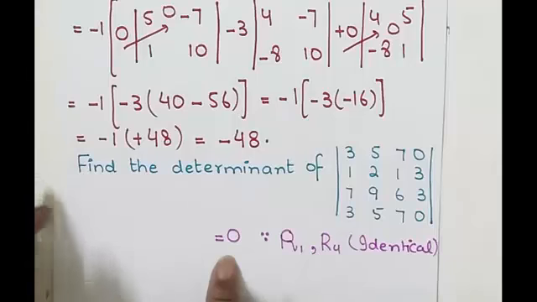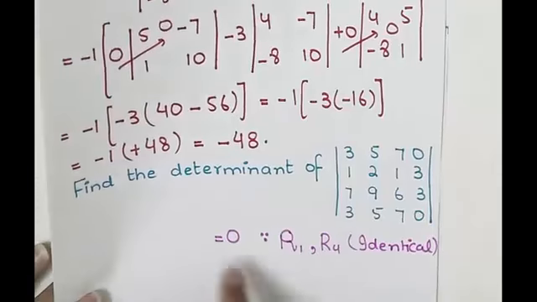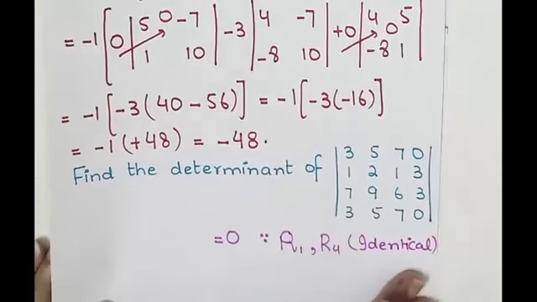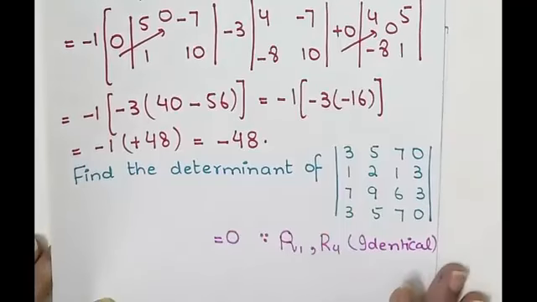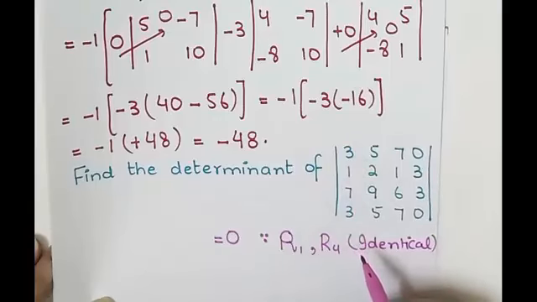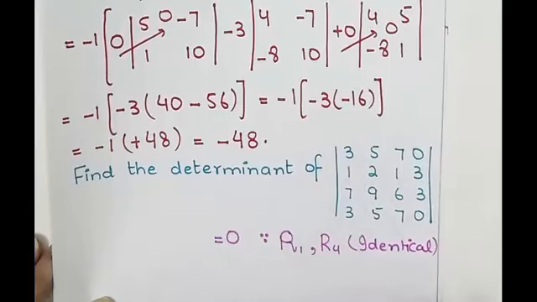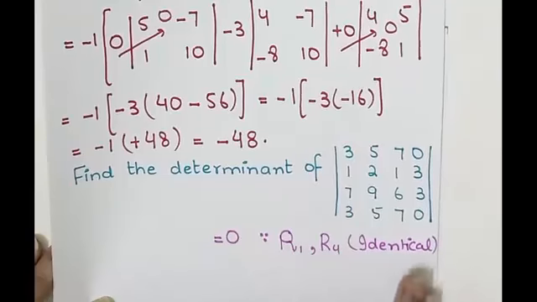So such kinds of questions can also come. In such cases, we don't need to undergo a long procedure. We have to check whether we have any two rows or columns identical. We can simply write its determinant is equal to 0.